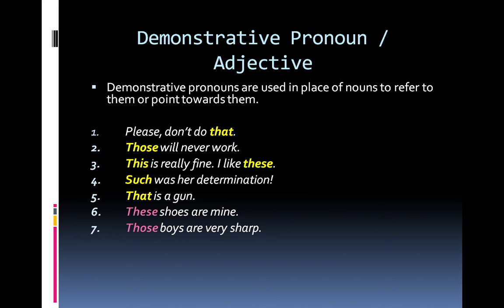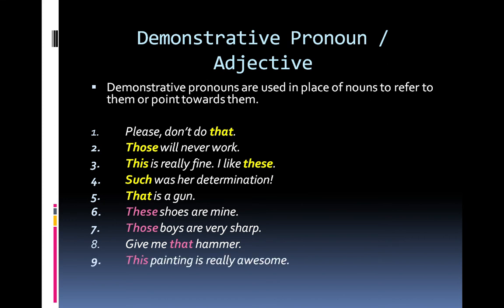Those boys are very sharp. Those comes with a noun, boys, points toward this noun boys, so those is demonstrative adjective. Give me that hammer. Hammer is the noun with which this word that has been used to point toward it, so that is demonstrative adjective.